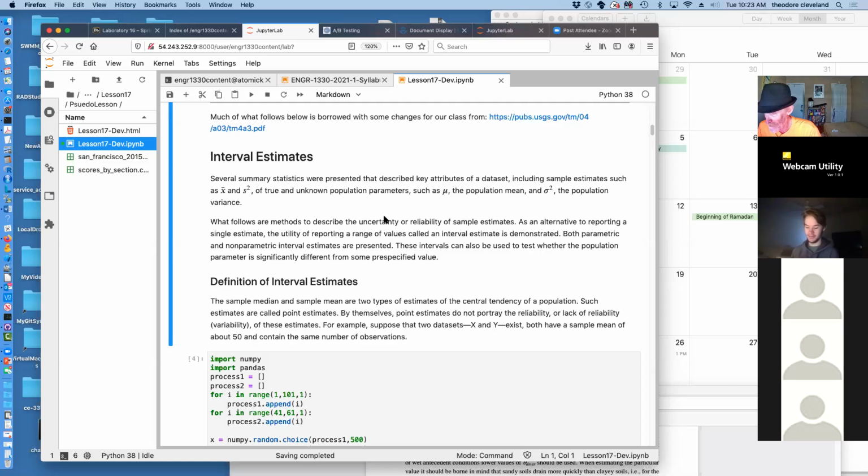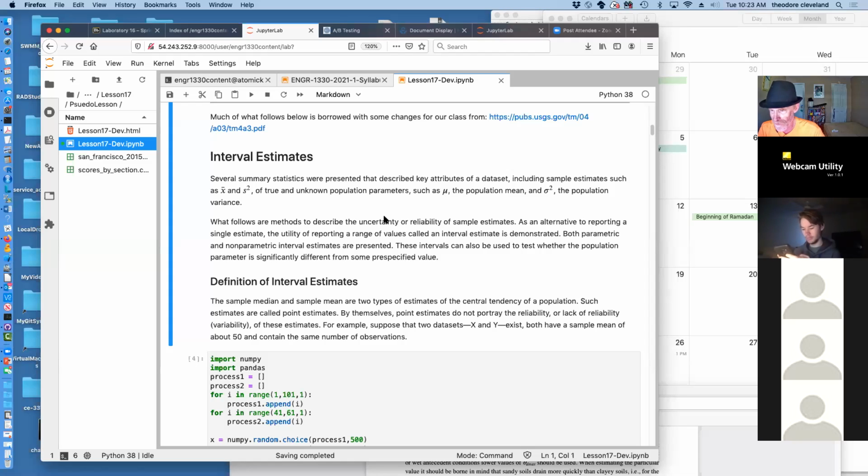You might be tempted to say, I wish I had a way to tell you that the population mean is 50.25 plus or minus 10. So it could be 40.25, it could be 60.25. It has a 95% likelihood that it's somewhere between those two ranges. And that is the idea of an interval estimate.